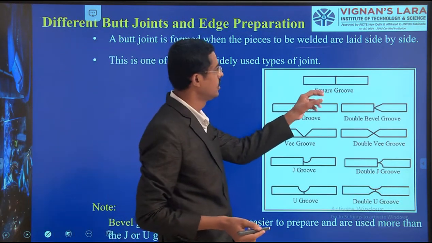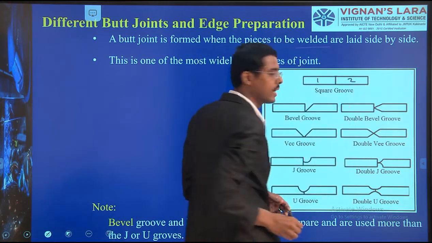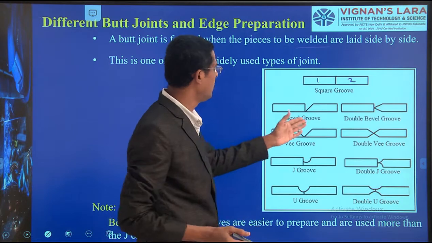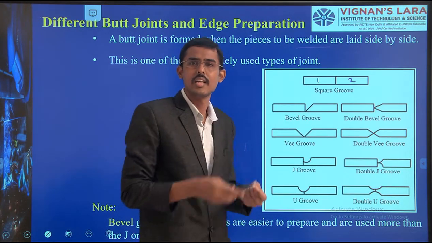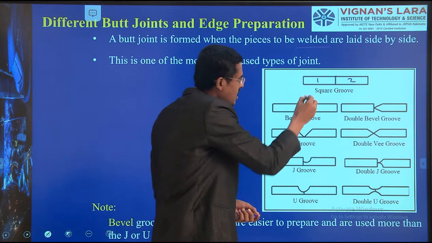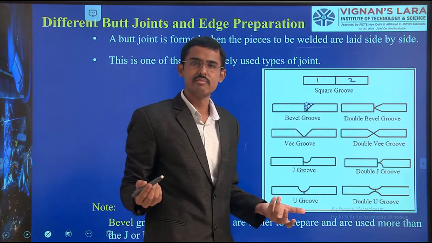So see here, thin sheets, square, two pieces, number one and number two are kept. Similarly, bevel, I can even take one side, chances are very fast for thin sheets, any one side. Even though you can go inside, you can weld here. Okay, enough for thin sheets.